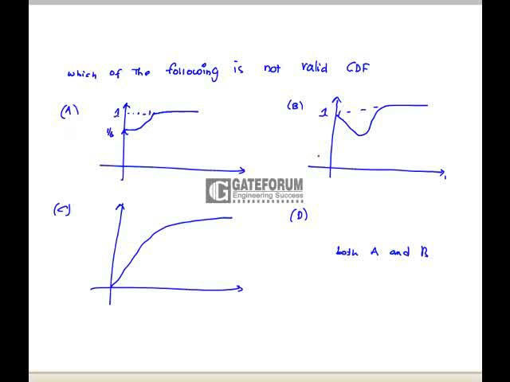decreasing anywhere else. Coming to option B, the function is decreasing and then increasing after that. So option B is not a valid cumulative distribution function because it is not satisfying the monotonically increasing property of the distribution function. So option B is not a valid CDF.